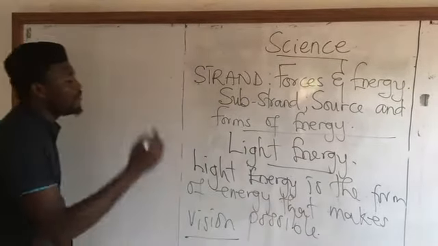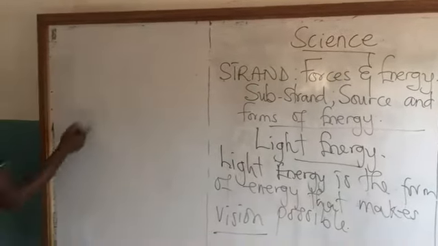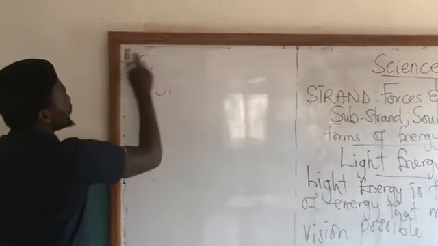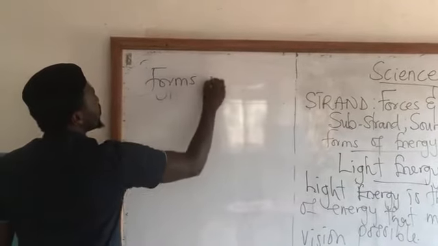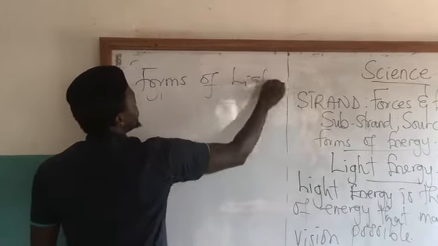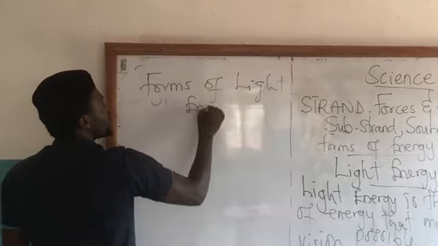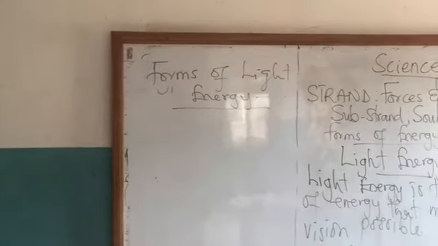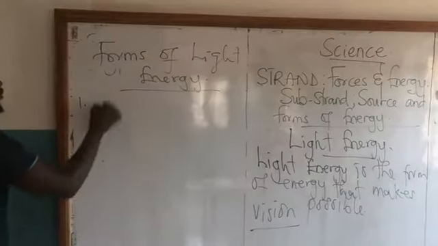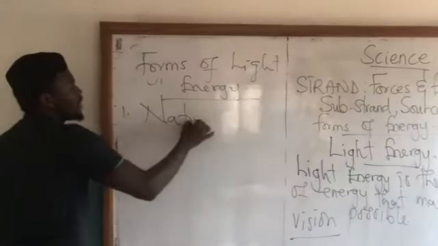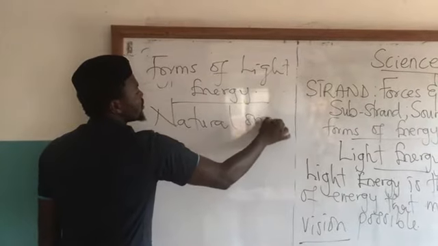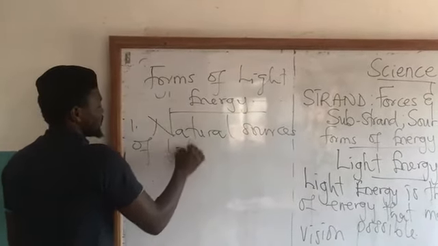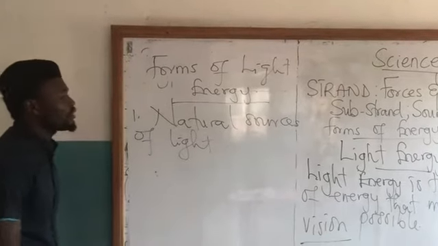And this light energy can be grouped into two. Namely, we have forms of light energy. Basically, we have two forms of light energy, but we'll take one for now. So we have the natural sources of light.